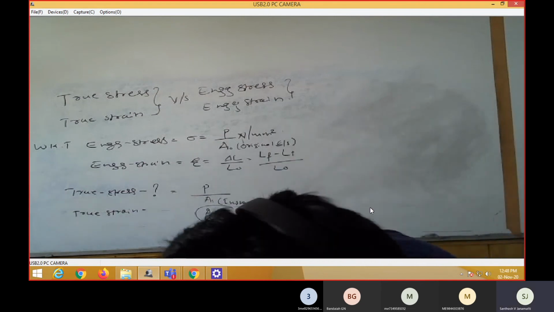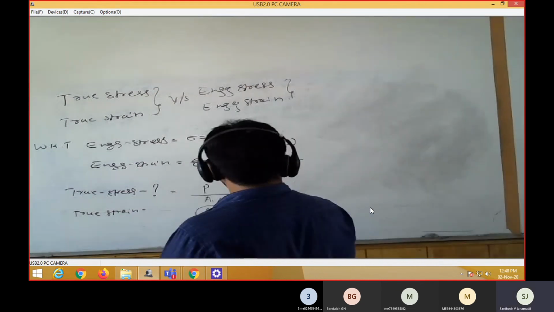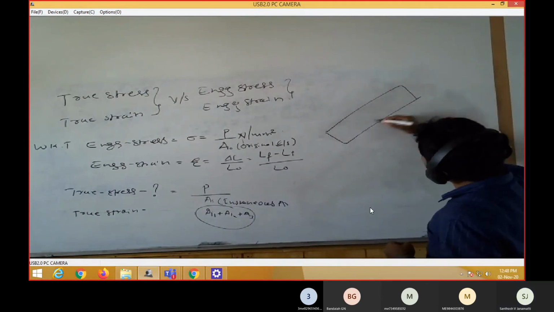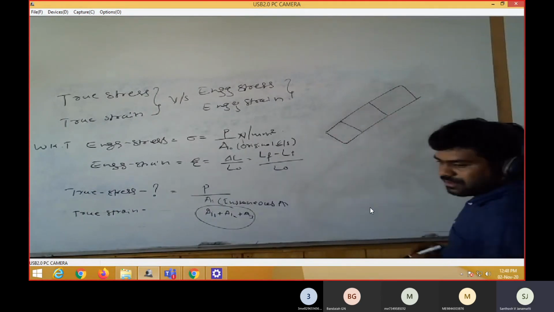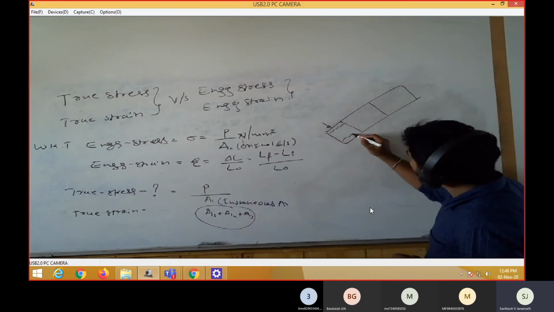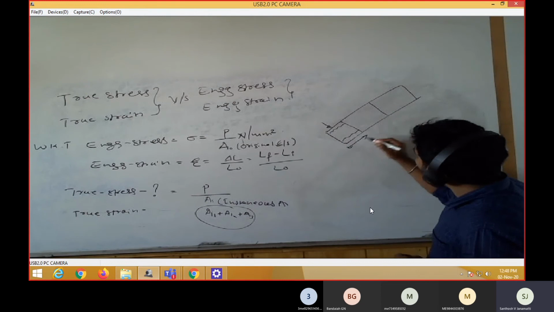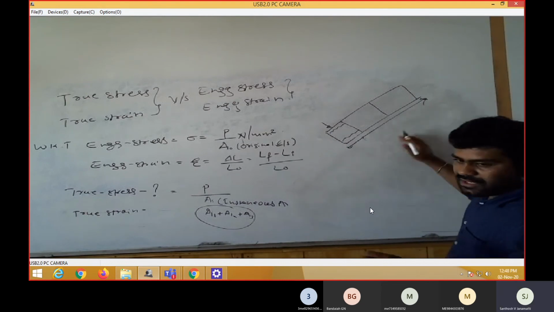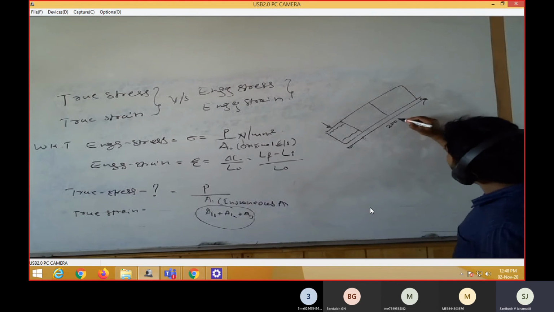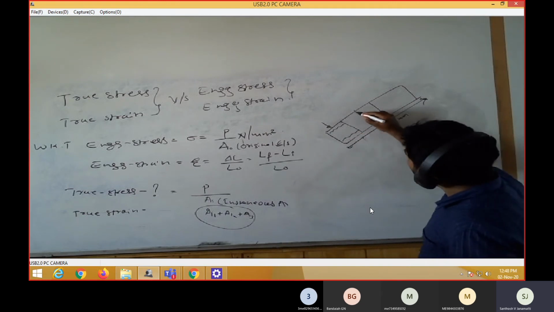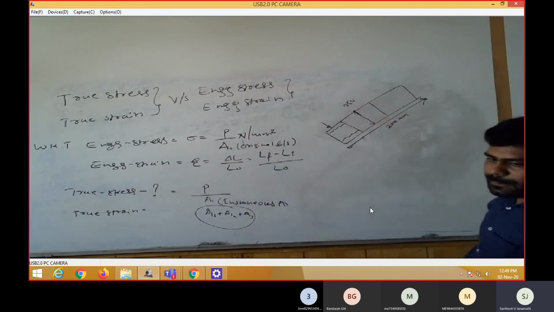Coming to the true strain, so how can I calculate this true stress? Simple. Here, I will take the same example. Now I will make 3 portions. Now I am applying load here. The area will be reduced. What is the overall length of the sample initially? Overall length of the sample, how much is it? 200 mm. And the overall area of the sample you can take as 250 initially.